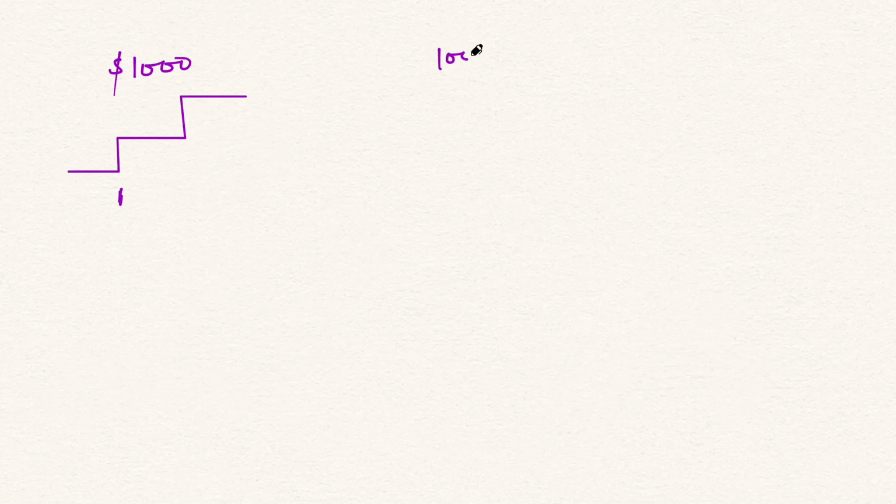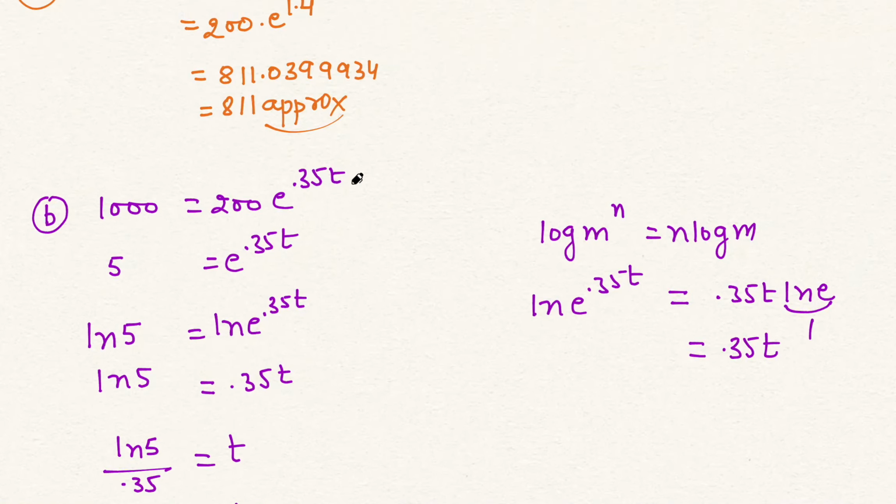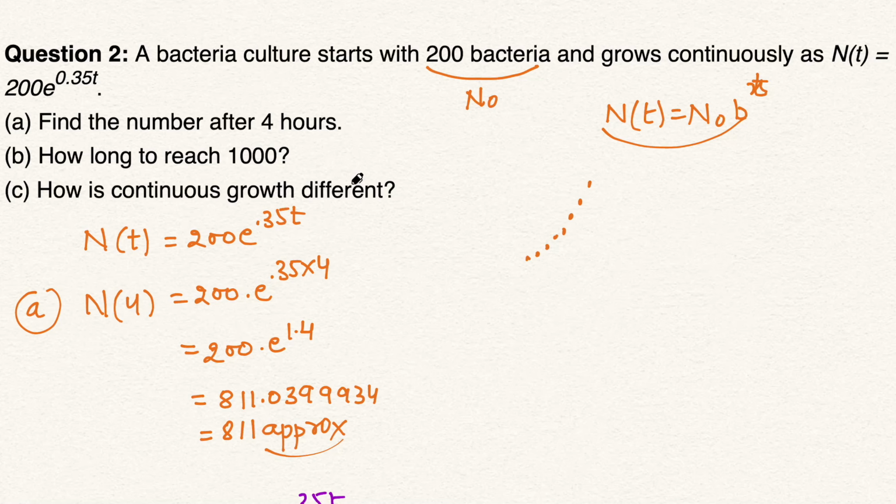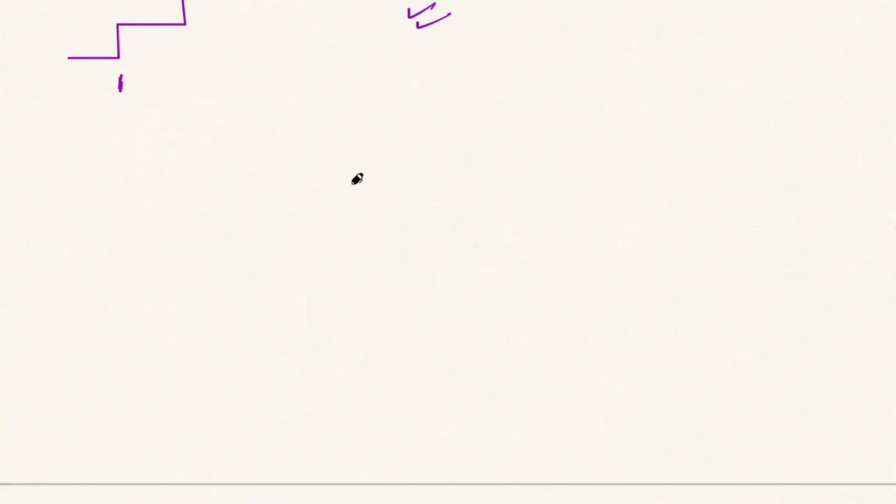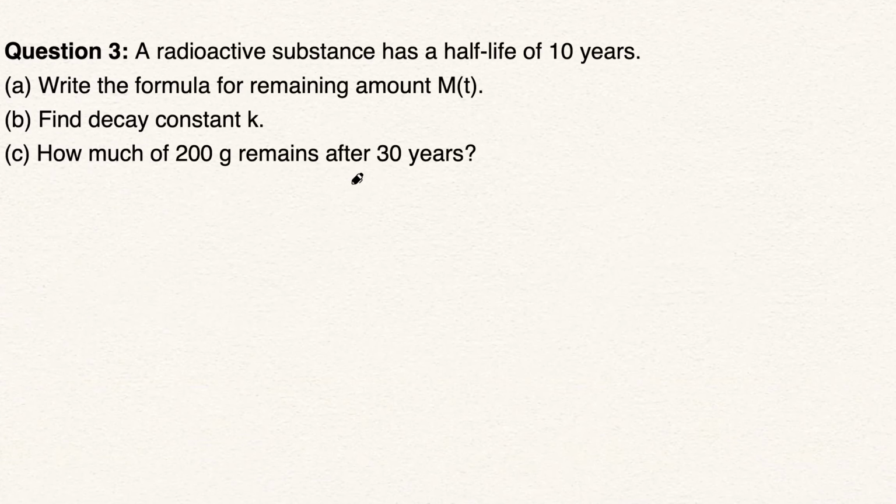But if it is continuous, right, that means you are getting interest every instant, every second, every fraction of a second. So interest is applied every instant rather than after a fixed interval. That is continuous growth, and it always gives more. We will see it in the next question. But I hope the difference between continuous and discrete is clear. Now let's come to our third question.